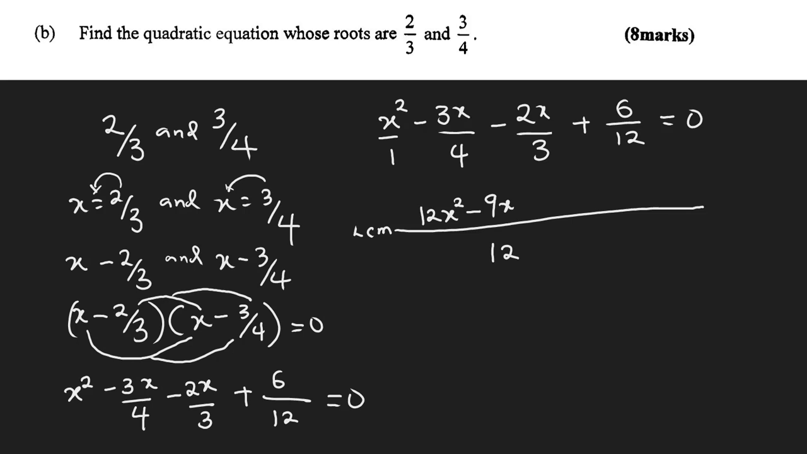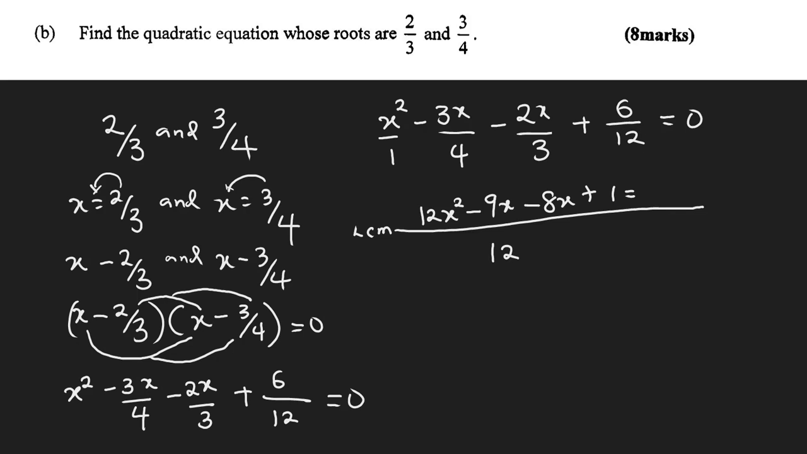Then next we have minus. Then 12 divided by 3 is 4. And 4 times the numerator, which is 2, is going to be 8x. So we have 8x, then plus 12 divided by 12 here is 1. And 1 times the numerator, which is 6, is 1.